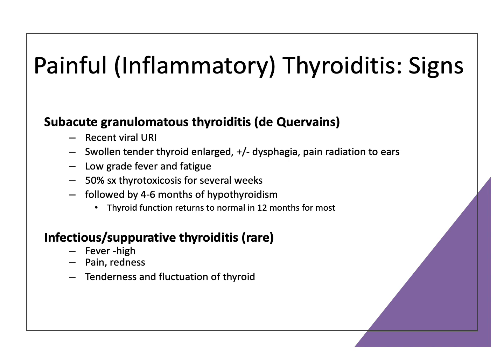Signs of our infectious or suppurative thyroiditis, this is actually pretty rare. So they come in with high fever, painful, red thyroid. They might have some fluctuation. You may suspect maybe there's an underlying abscess. I've actually never seen this.